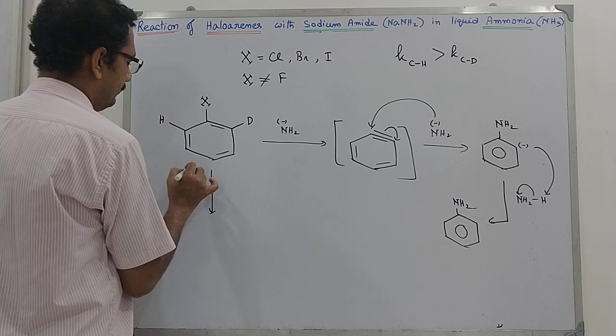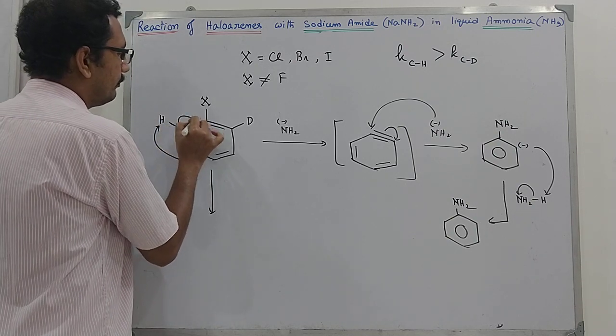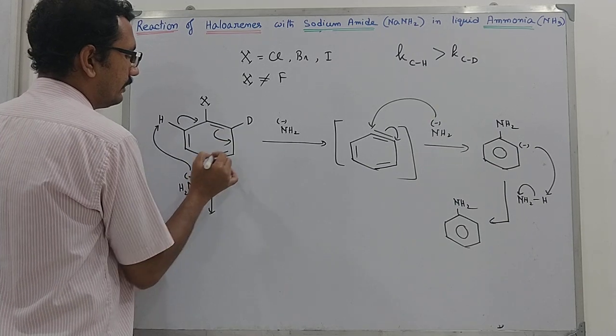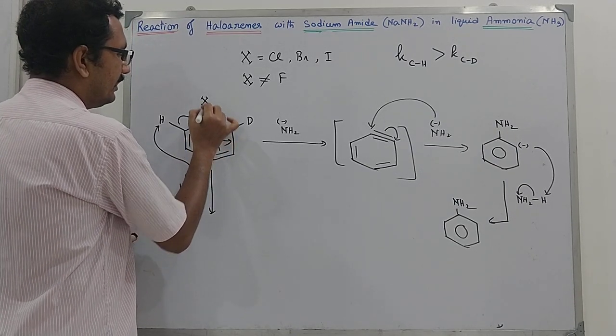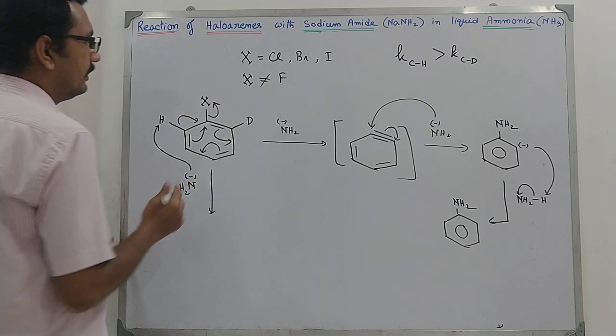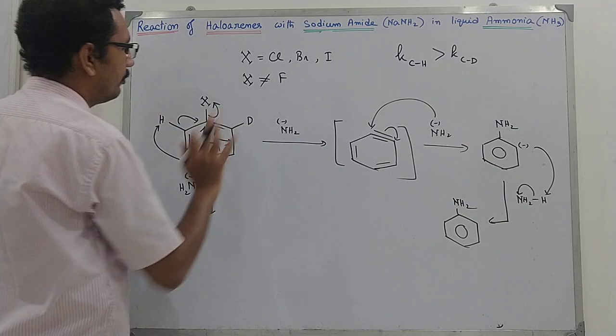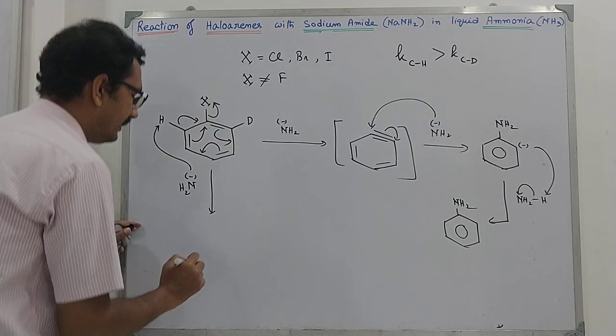Now what will happen? This NH2 minus will extract this hydrogen. It will come to this antibonding orbital of the CH bond, and the halide will leave the system as a leaving group. And these are very good leaving groups, so no problem. It is not fluorine.